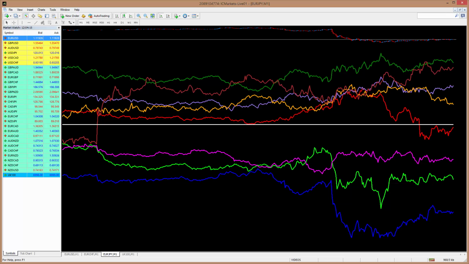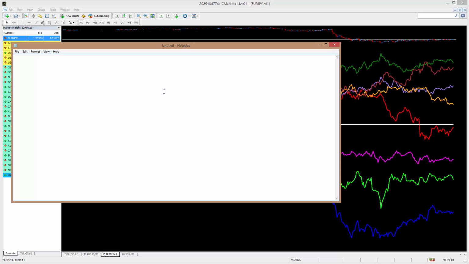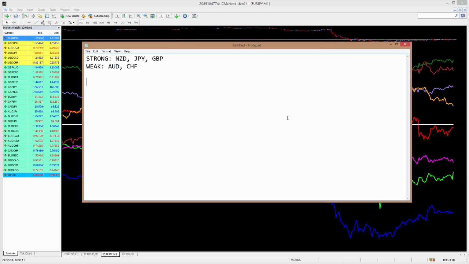So let's get a notepad out and write these down. We'll have a look at the strong ones: we have the Kiwi, the yen, the pound, and then we want the weak ones as well. The weak ones are the Australian dollar, and the Swiss franc, which is kind of sideways, turning to the downside here. I'll put that on there just so we have something to look at. And this is on the long term information.